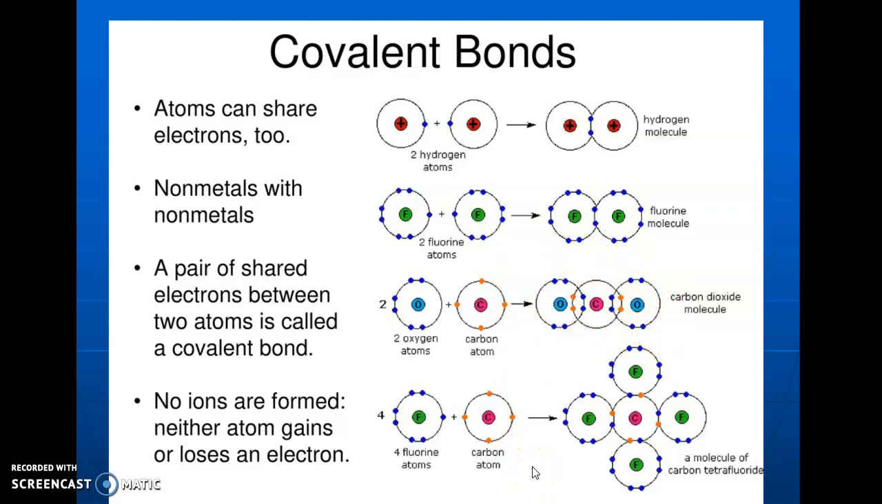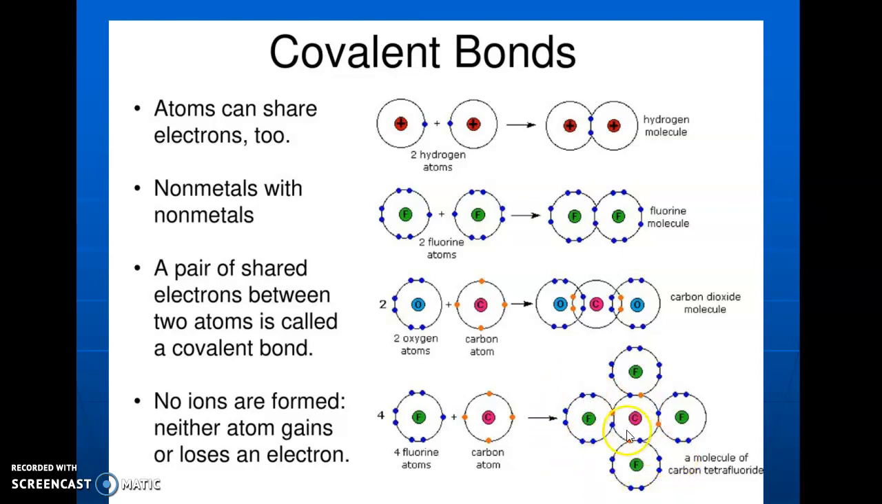Taking a look at this last example, since carbon needs to have 4 extra electrons that it doesn't have, and each fluorine atom only needs to have 1 more, it actually requires 4 fluorine for every 1 carbon in order for everybody to have their valence shells full. And you can see that's what happens here. Each fluorine allows 1 of its valence electrons to be shared with carbon.